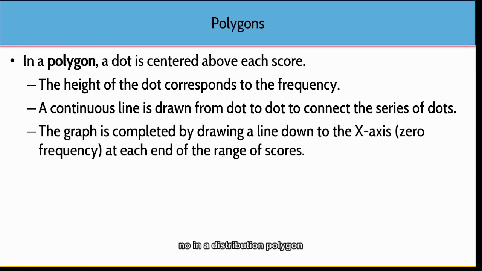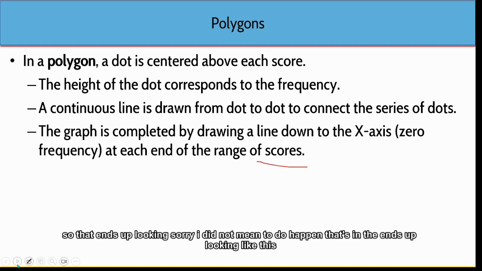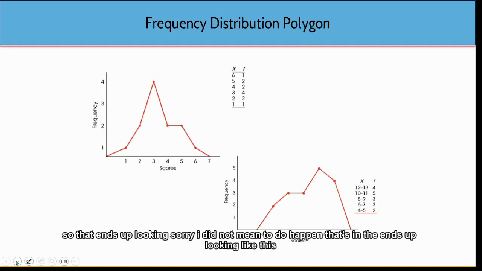Now, in a distribution polygon, you've got a dot centered above each score, and that dot has a height, and that height corresponds to the frequency. And you're going to draw a continuous line from dot to dot to connect them into a series. And so your graph is then completed by drawing a line down to the x-axis, which is 0 frequency, at each end of the range of scores. So that ends up looking like this.